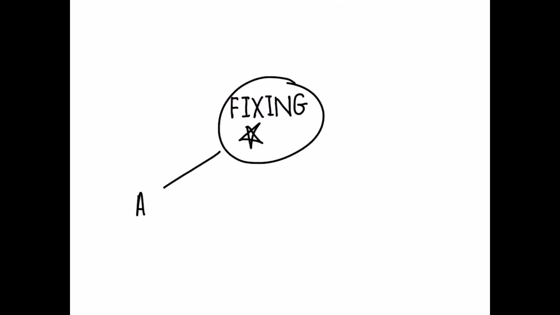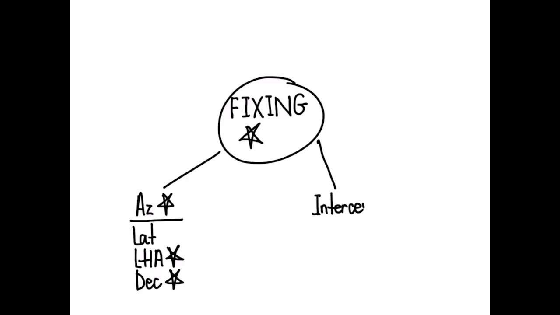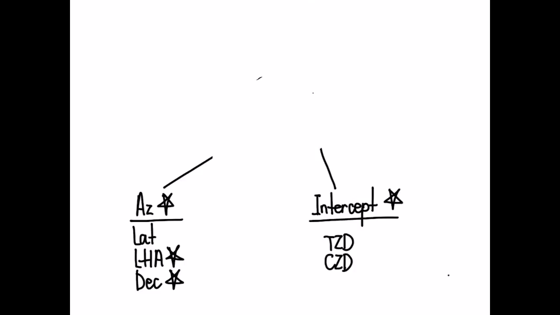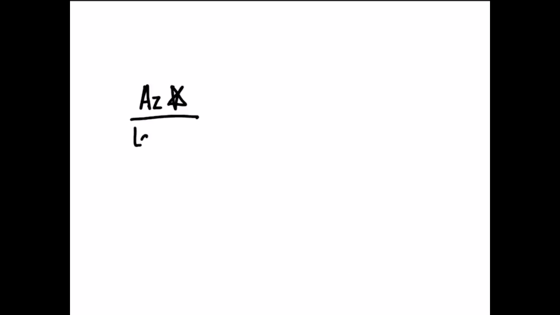In order to fix using star sights, we need the azimuth of the star, which requires the observer's latitude, LHA of the star, and declination of the star to calculate, as well as the intercept of the star, which requires the true zenith distance and calculated zenith distance to calculate. To find the azimuth, the observer's latitude is as per the DR position, which does not require any calculation.